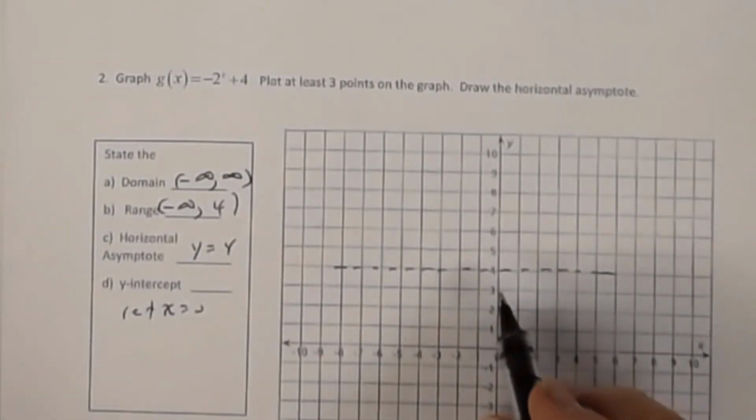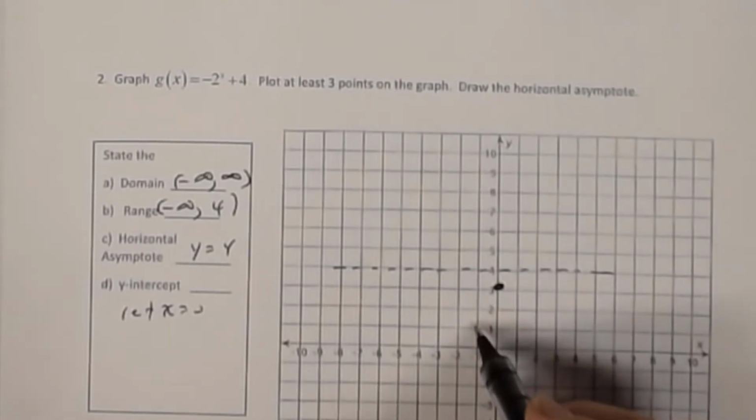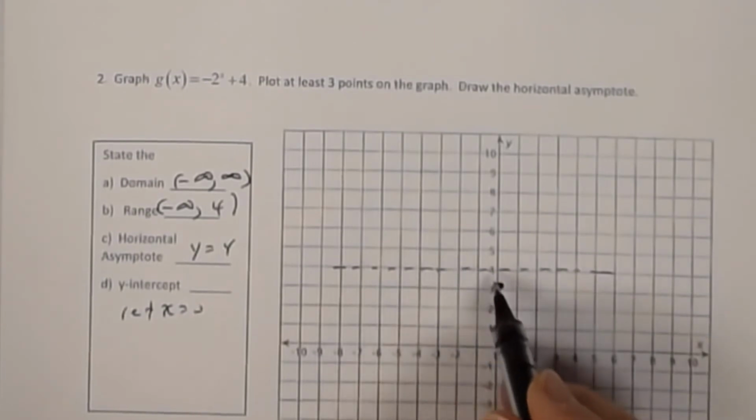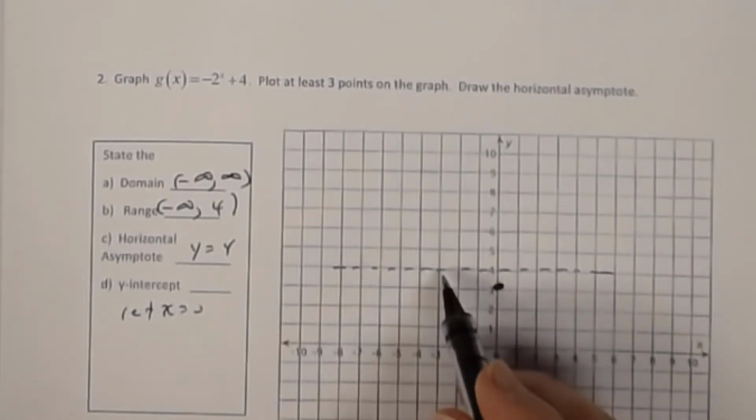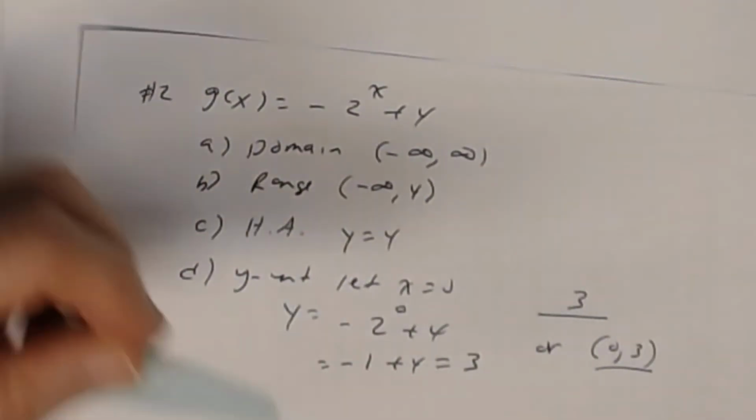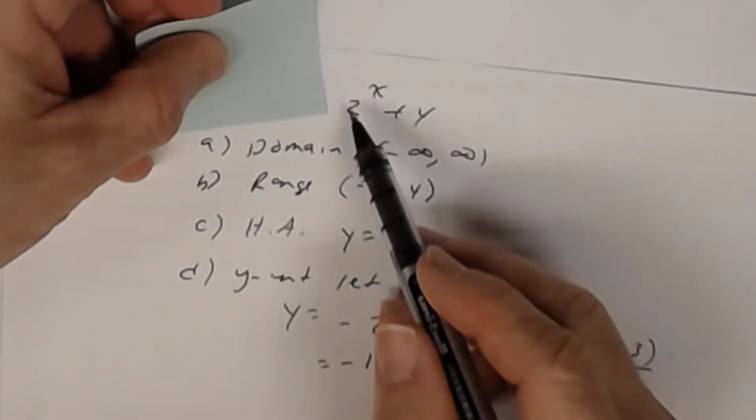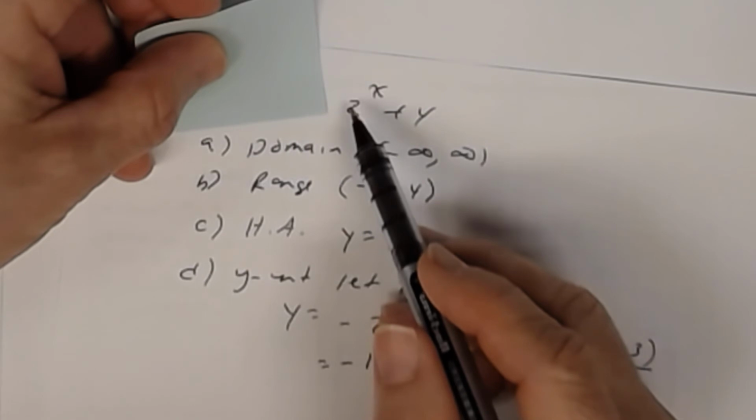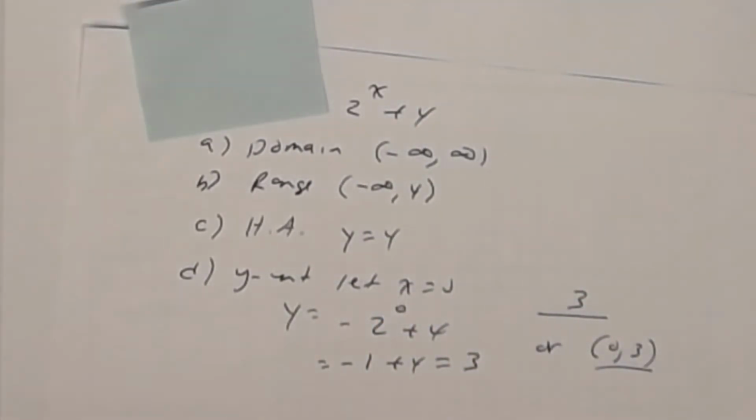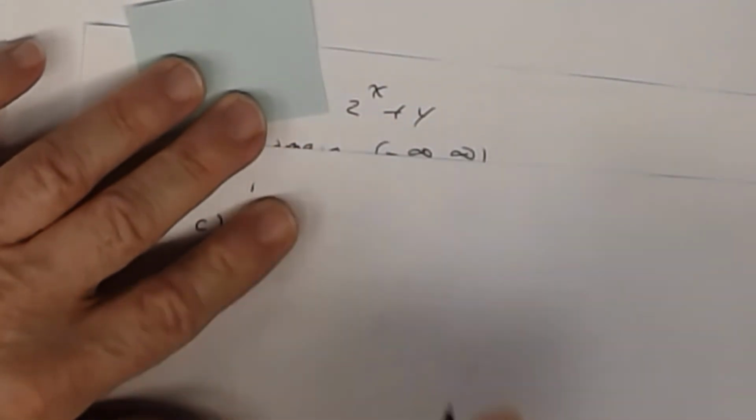So I know that the graph's going to cross the y-axis at 3, right here. So here's one of my points. What I was saying earlier was, is the graph going to increase or is the graph going to decrease? In our lessons, this is what we learned. If there's no reflection and you look at the base, since the base 2 is greater than 1, then that's an increasing function. So remember, if there's no reflection, the base is 2, that's an increasing function.